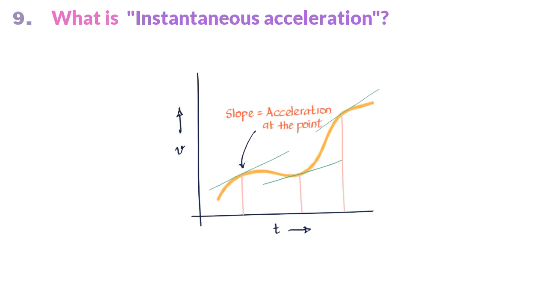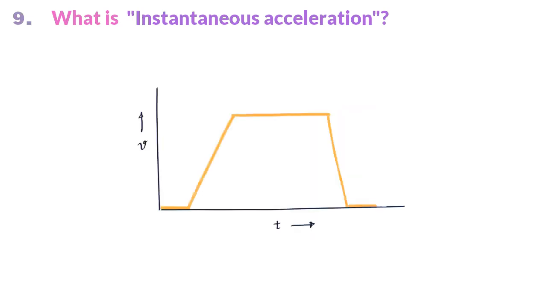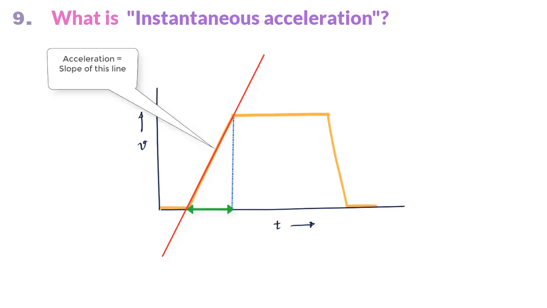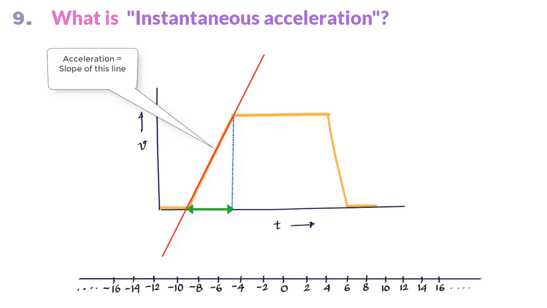So you can see that the acceleration is continuously changing in the graph. But for a velocity time graph like this, you can see this is the slope of the graph at any point along the line, and therefore this is the constant acceleration during this time interval. You can also see that this slope is positive, and therefore acceleration is in plus x direction.